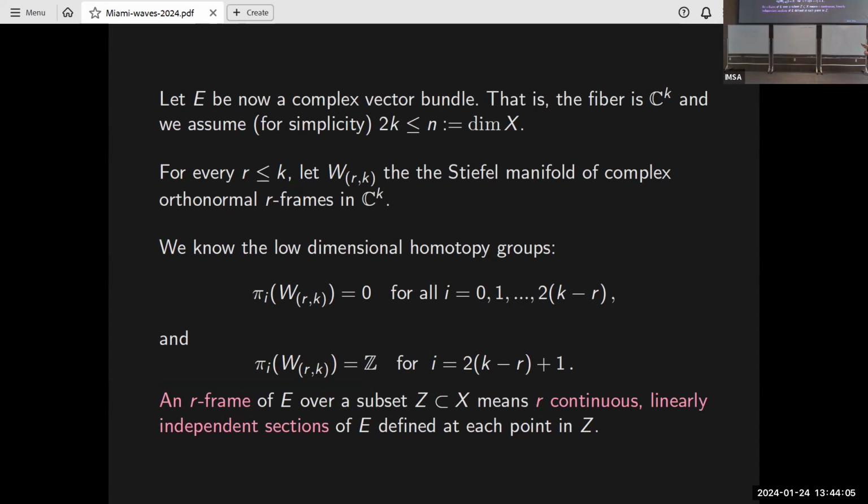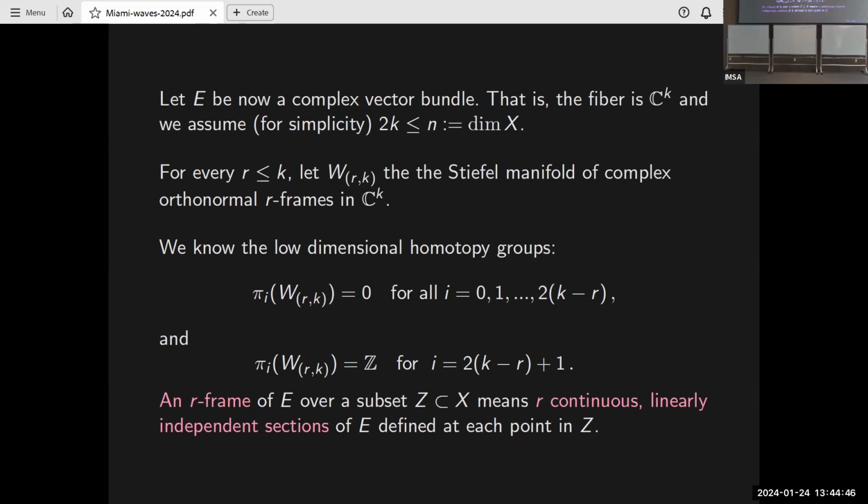Then again, for every r less or equal to k, denote by W_{r,k} the Stiefel manifold of complex orthonormal r-frames in C^k. Before, we used the fact that for a nonzero section, the fiber was the sphere, and spheres are highly connected. Now the fibers in question are these Stiefel manifolds. And again, we know from elementary, well-known topology that they are highly connected. And the first nonzero homotopy group is isomorphic to the integers in this dimension.